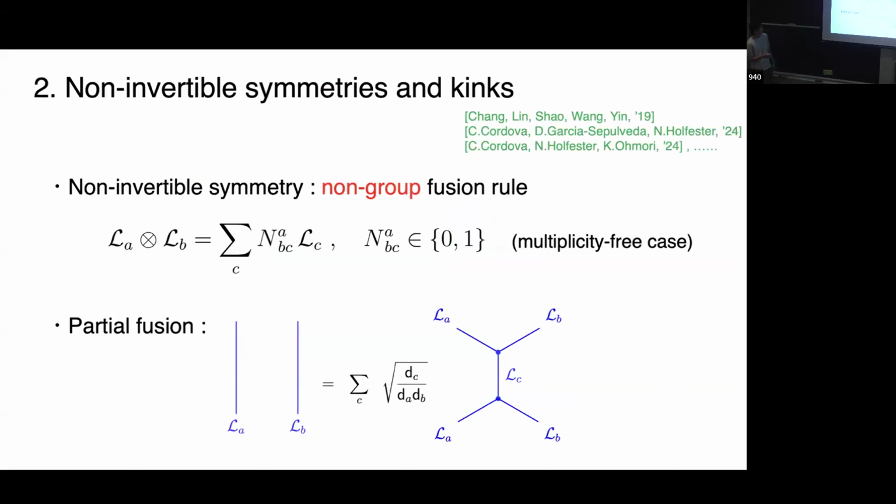So next, I want to review the non-invertible symmetries and kinks. These two relations are developed by these papers. The non-invertible symmetry has non-group fusion rules. When we consider invertible symmetry, all topological line defects obey group-like fusion rules, but non-invertible symmetries obey non-group, mathematically categorical, fusion rules. Throughout this talk, I assume fusion rules that are multiplicity free, namely the fusion coefficient takes 0 or 1.